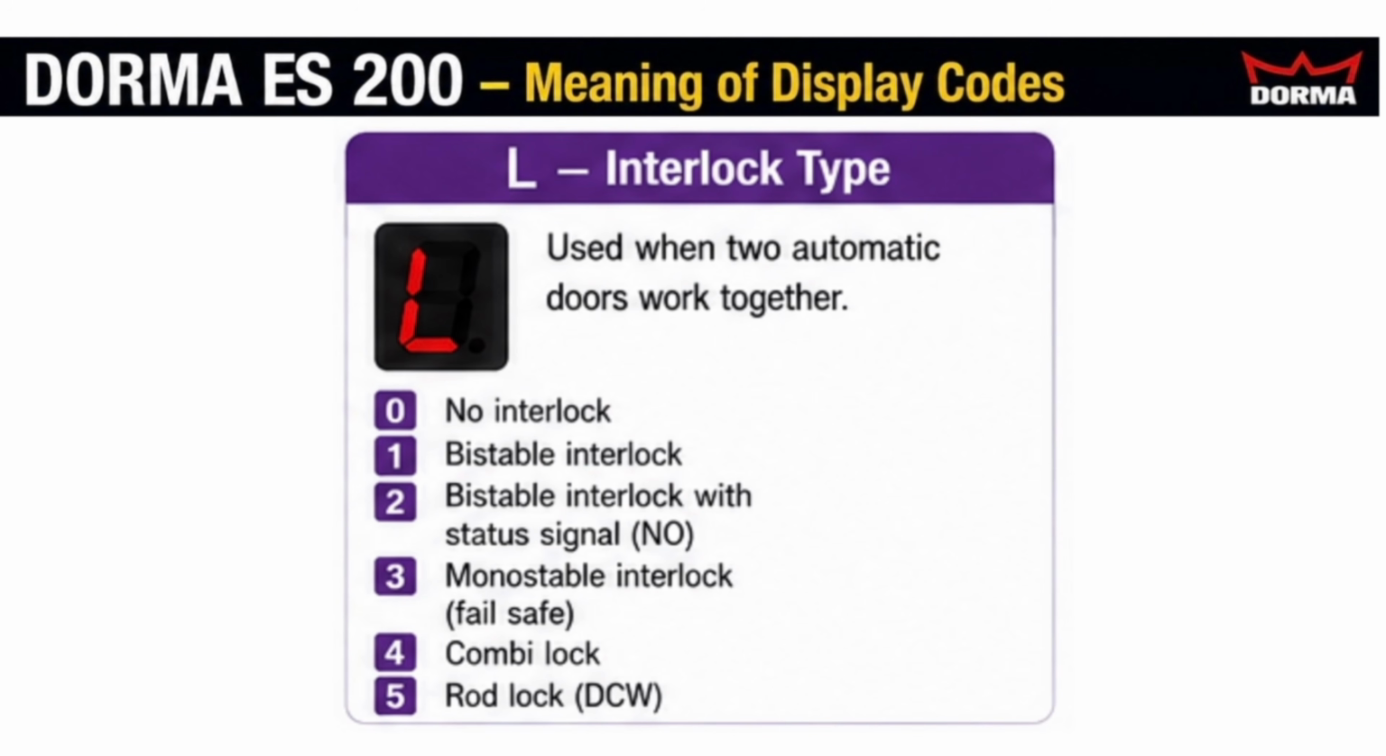L4 is combi lock. L5 is rod lock, also known as DCW lock. If your installation has only one door, leave this parameter set to L0.